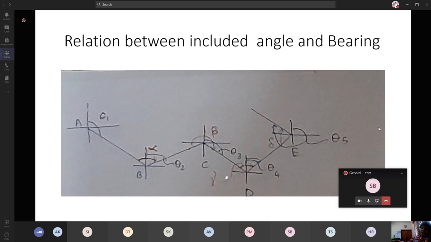What is given is the bearing of line AB, and you know alpha, beta, gamma, and delta. You have to find out the bearing of the other lines. I give you 5 minutes. Just look at the problem and try to answer me. I'll give you the solution.